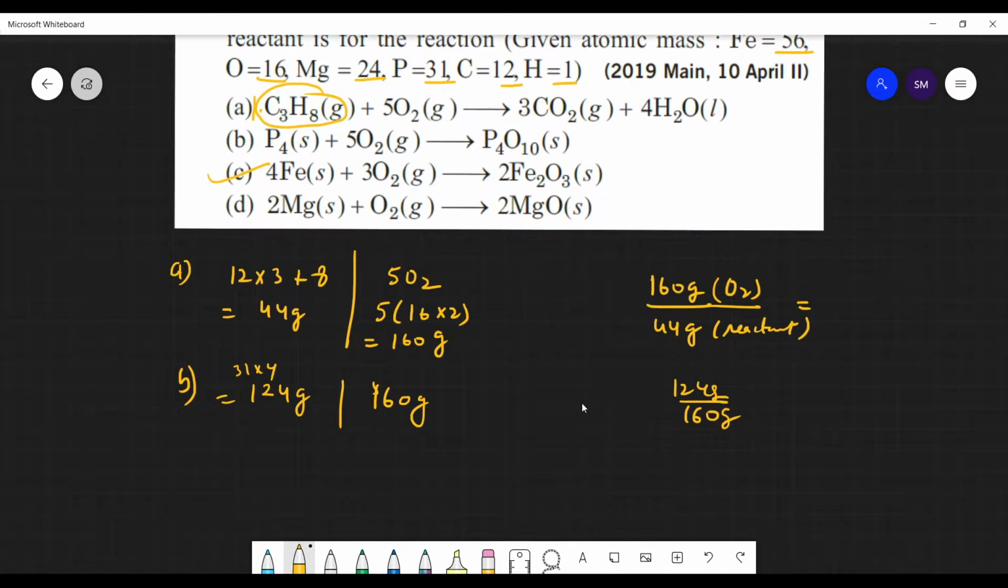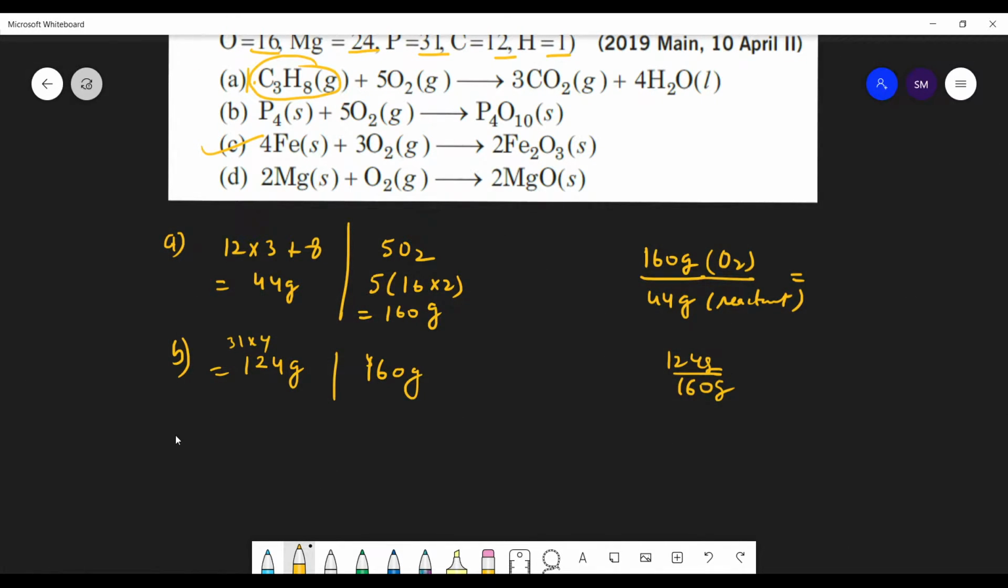And then for C, it's 4 Fe. So 4 into 56, that will be 224. And here I have 3 O2. So 3 into 32, that's 96. So 96 upon 224 grams. And then in option D I have 2 into 24, which is 48. And here I have 16 to 32. So that's 32 upon 48.